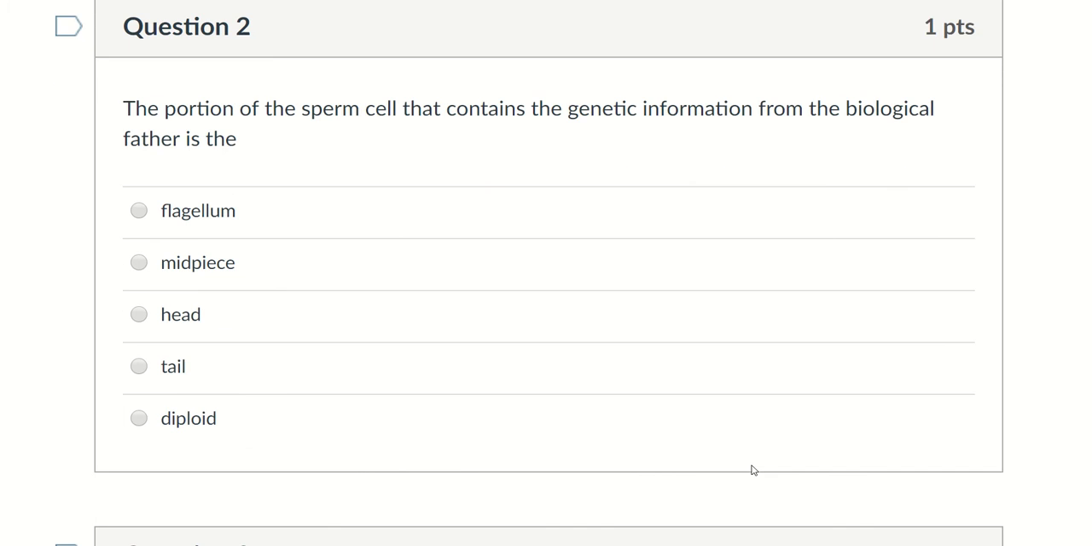All right, in the front, number 2. The portion of the sperm that contains the genetic information from the biological father is the head. Everyone agrees? All right, good. The tail is the flagellum. We've got the midpiece that contains the mitochondria, remember, to make ATP energy, and the head contains the DNA. All right, let's go to the second round.